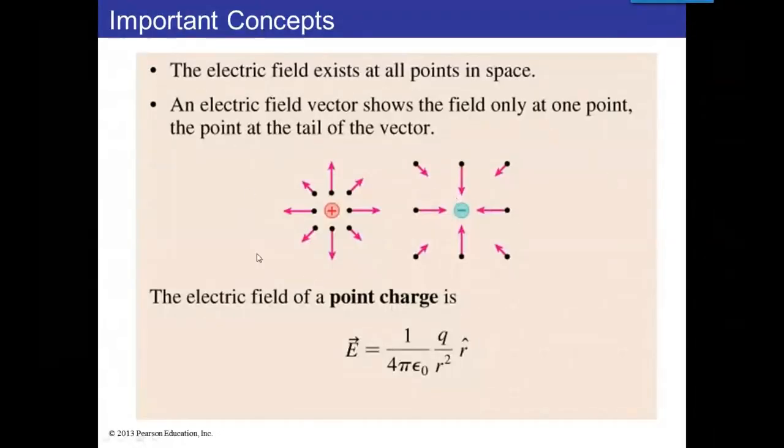You should know how to do some basic field line diagrams and field vector diagrams. These are field vector diagrams, right? You should be able to sketch these out. We did an example of that with the dipole in class. And of course, you should know the electric field of a point charge, right? In this case, 1 over 4 pi epsilon naught q over r squared times r hat. Definitely need to be able to calculate that.